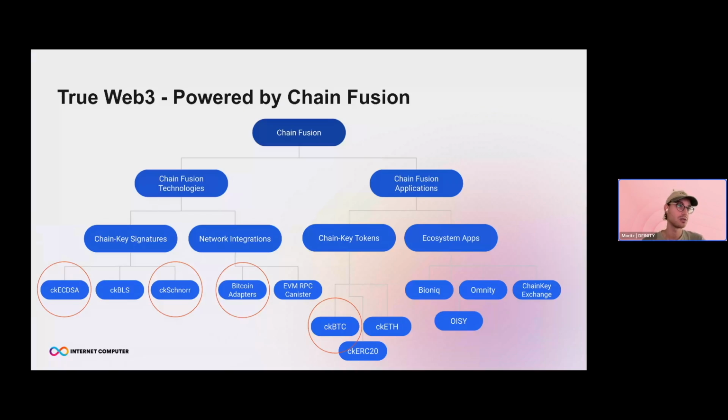In today's talk, we're going to focus on the areas that you see circled red here, so chain key signatures, in particular chain key ECDSA and chain key Schnorr signatures. Then we're going to focus on the Bitcoin direct integration, and we're going to talk a little bit about the Bitcoin adapter that enables this direct integration, also the Bitcoin canister. And then we're also going to talk about chain key tokens, and in this case, we're going to focus on ckBTC, so chain key Bitcoin.